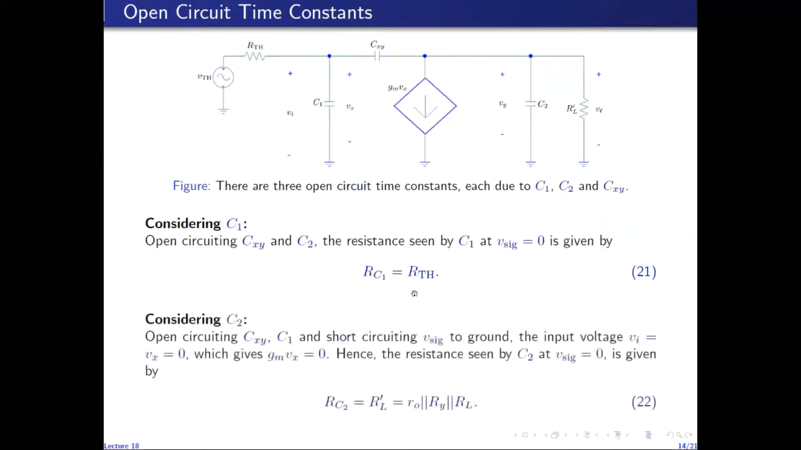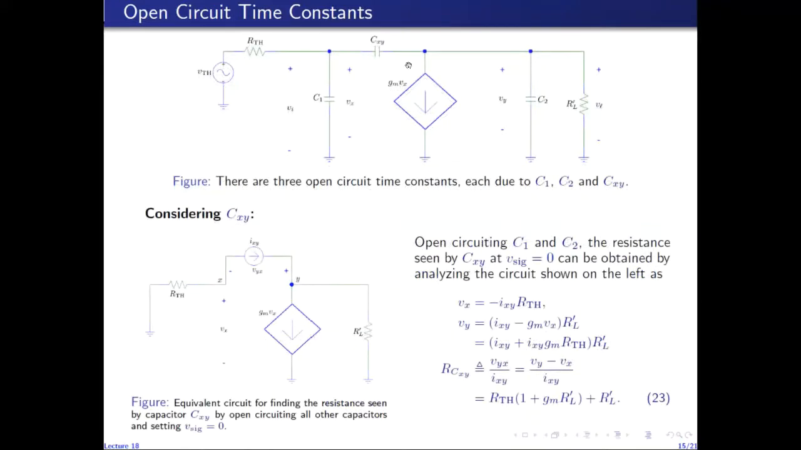Similarly, considering C2 while open circuiting CXY and C1, when we short circuit V6 to 0, V7N will be 0, which will mean that Vi or Vx will be 0, which will mean that this will be an open circuit. Hence, the resistance seen by the capacitor C2 between these two nodes will be equal to RL prime. So RC1 is R7N and RC2 is RL prime.